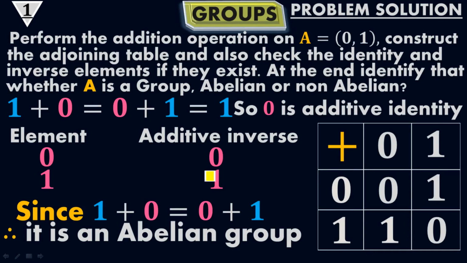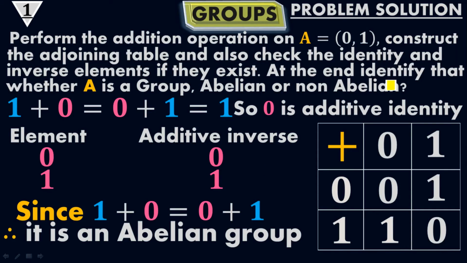I repeat: for the additive inverse, what are the two elements that when you add them, it equals 0? According to this adjoining table, we have 0 at two places, here and here. It happened after adding 0 to 0. 0 plus 0 equals 0, and 1 plus 1 equals 2, 2 minus 2 equals 0. We can say that this 0 is the additive inverse of this 0, and 1 is the additive inverse of 1. Because by adding 0 to 0, it equals 0, and by adding 1 to 1, it equals 0. So we have two inverse elements, 0 and 1.